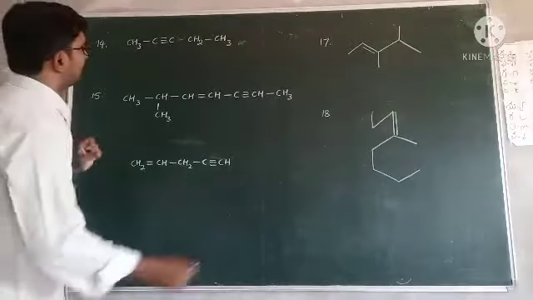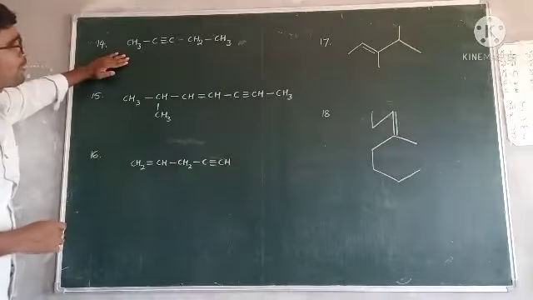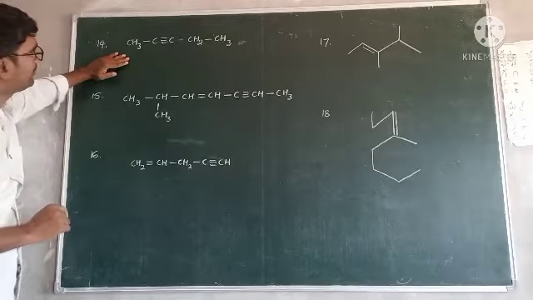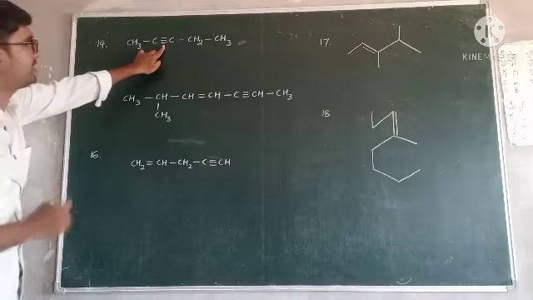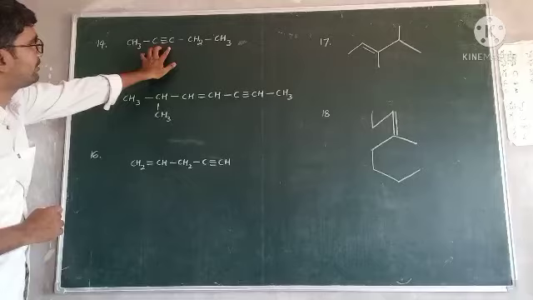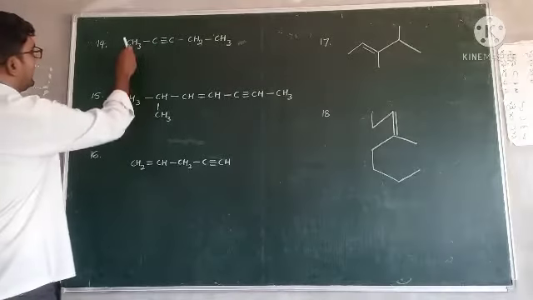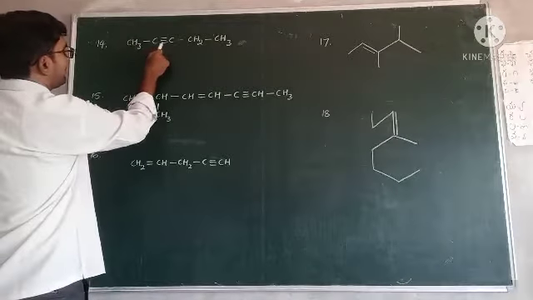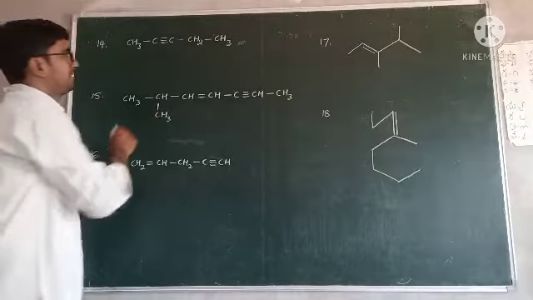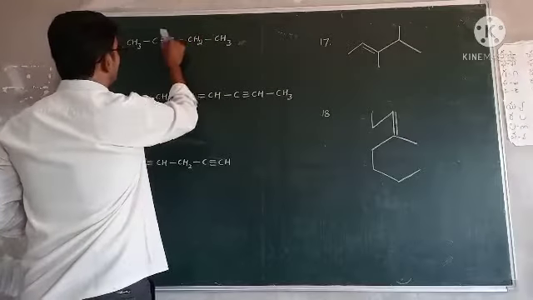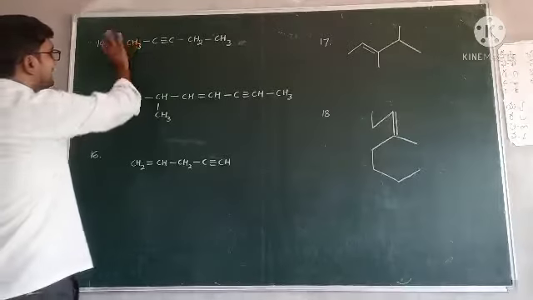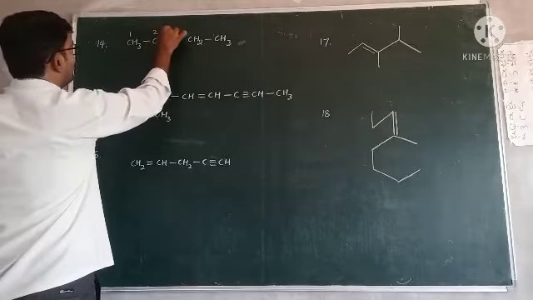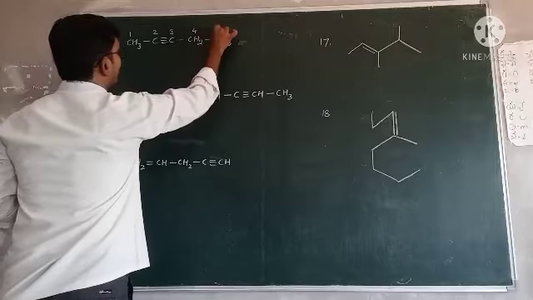Yes, 14th one. In this compound, there is no functional group, but one multiple bond is present. But what type of multiple bond? Triple bond is present. Based on this triple bond, give the numbering. From this side, 1, 2. At second carbon, triple bond is present. From this side, 1, 2, 3. At third carbon, triple bond is present. So numbering gives from this side. 1, 2, 3, 4, 5.